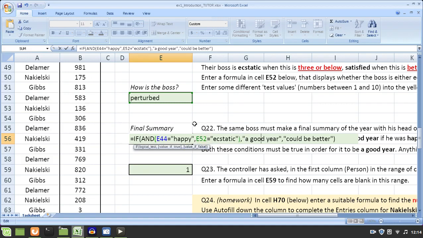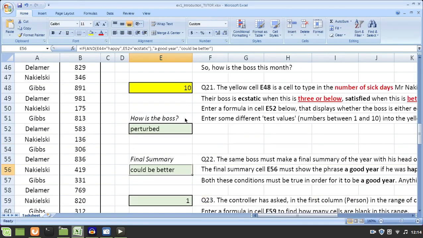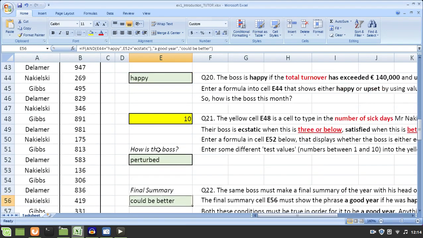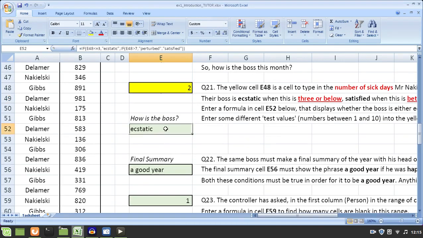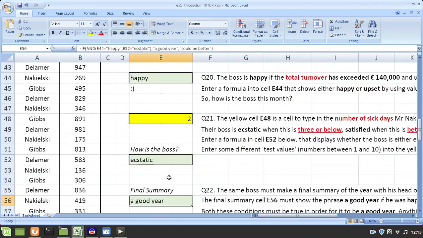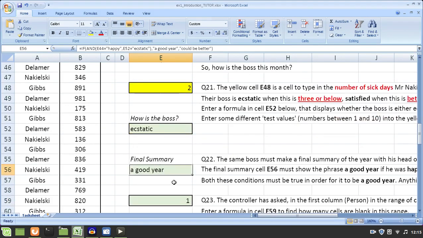Well, let's test that out. So at the moment, the final summary is could be better. Why is that the case? Well, one of those two conditions must be false. So which one is it? Well, the boss must be happy based on the total turnover and ecstatic about the sick days. Well, the sick days are currently perturbed, so let's lower that number to 2, and you'll see we have the word ecstatic, and now down here you'll see a good year appears because both conditions are true.